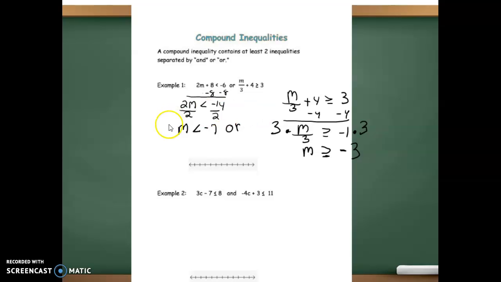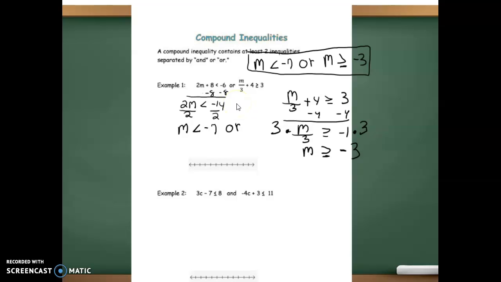So again, our answer, when we write these out, is going to be m is less than negative 7 or, and that's very important, m could be greater than negative 3. So that is what our answer looks like verbally. Let's see what it looks like on the graph now, okay?